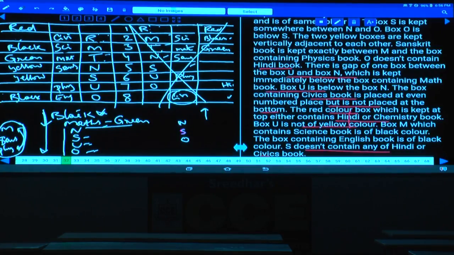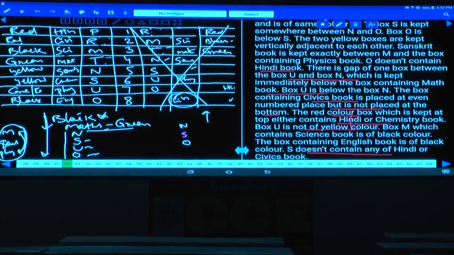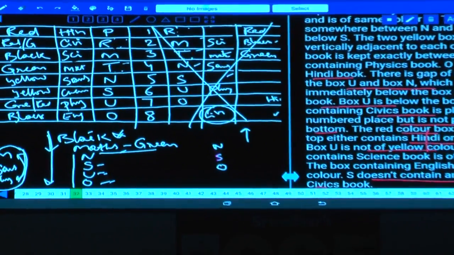If this is black color, then what is the subject left over here? S does not contain any Hindi or civics. S is not Hindi. Hence, this person must be Hindi. If this person is Hindi, this person must be chemistry. Then who is the person left over here? P is the person left over. And regarding these two persons, 2 yellow completed and 2 black completed, and green and red are left over. If this person is red, this person will be green, or if this person is red, this person will be green, in any order.